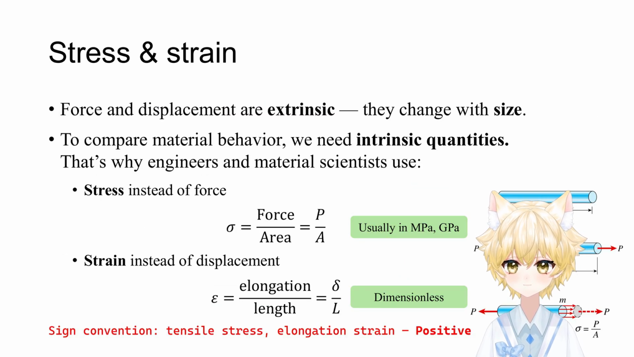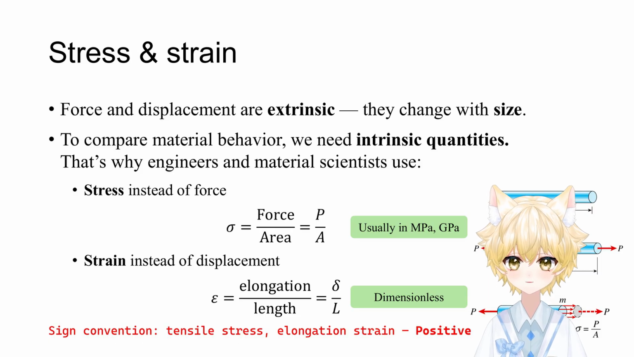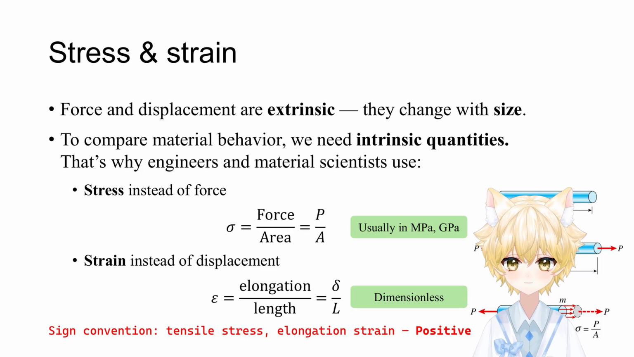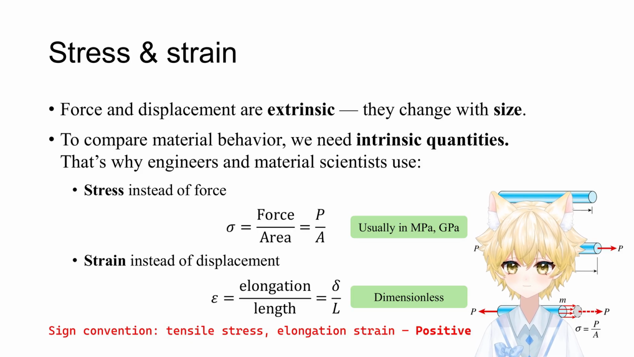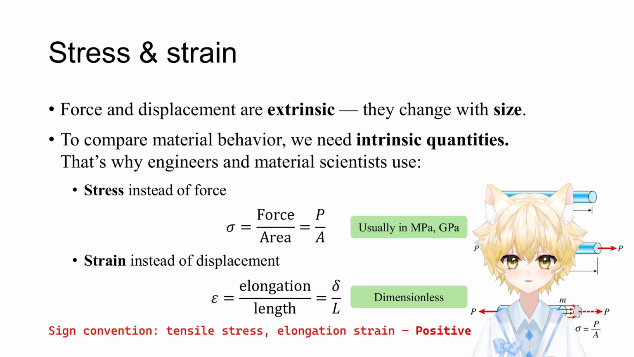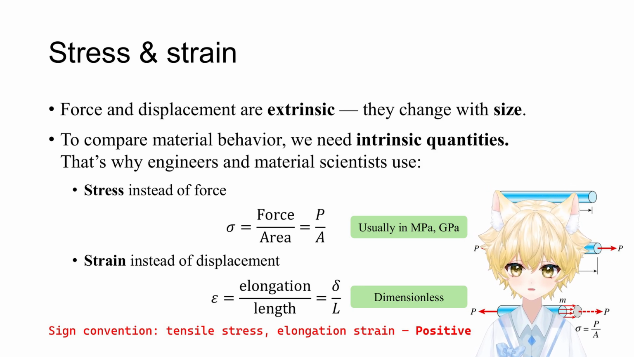So this is the main idea. Force and displacement depend on size and geometry, but stress and strain do not. Stress removes the effect of cross-sectional area. Strain removes the effect of length. Once we do this, what remains is the true material response.